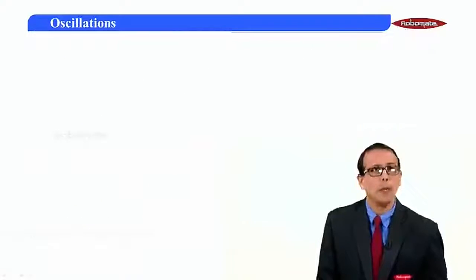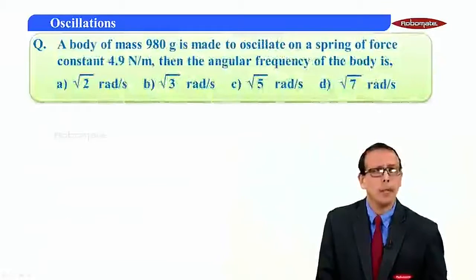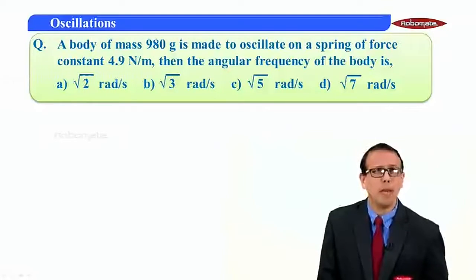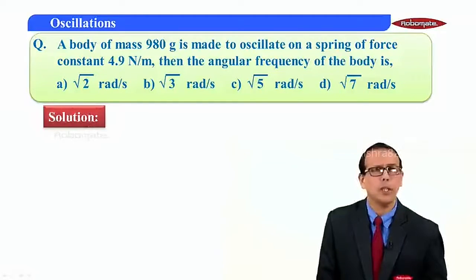Very important. Now let's solve a multiple choice question on this. As you can see, a body of mass 980 gram is made to oscillate on a spring of force constant 4.9 Newton per meter. Then the angular frequency of the body is, and four options are given to us. Straight away I can use the formula. I have to find omega.